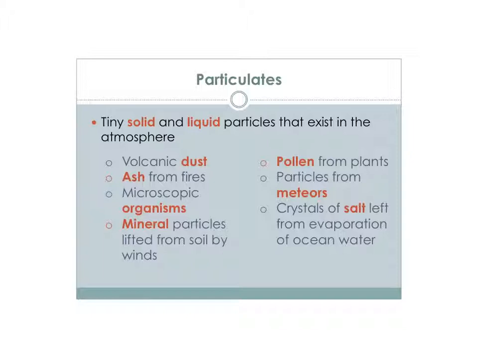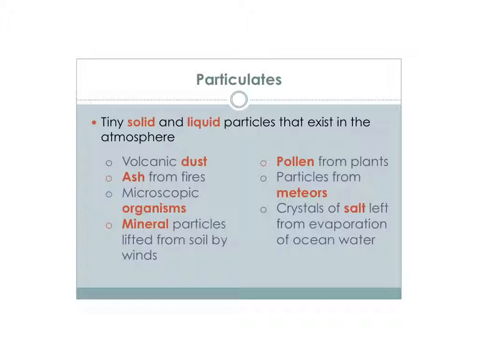So the last thing we'll mention about the composition of the atmosphere are the particulates. And that's a fancy way to say there's tiny solid and liquid particles that exist in the atmosphere. So these come from a lot of things. First of all, as volcanoes erupt, they release lava, but they also release dust into the atmosphere that kind of settles among all the other molecules. Ash also is released from fires. There are microscopic organisms. Mineral particles can be lifted from the soil by winds. There's pollen from plants and particles from meteors, and even crystals of salt left from evaporation of ocean water.